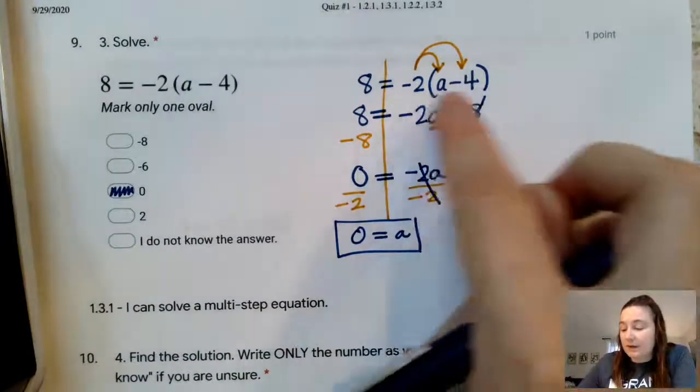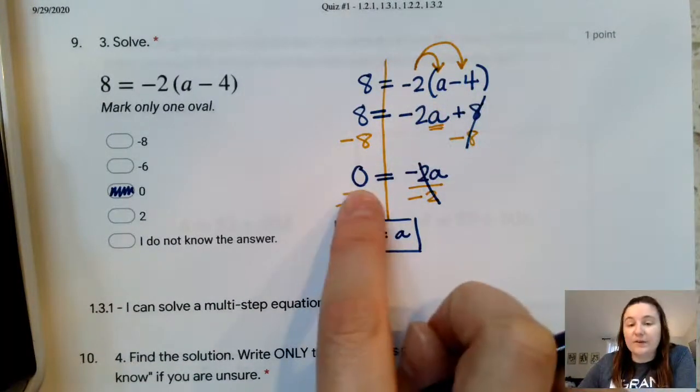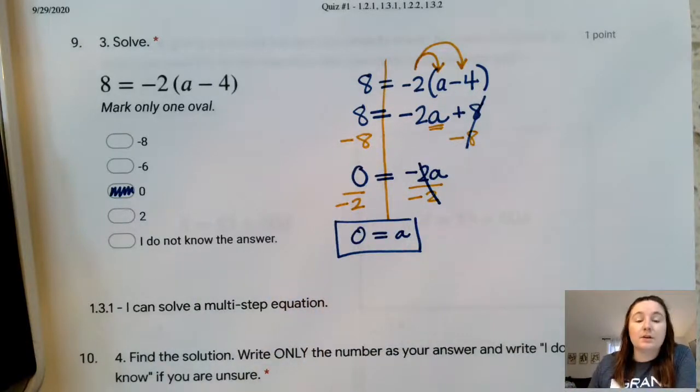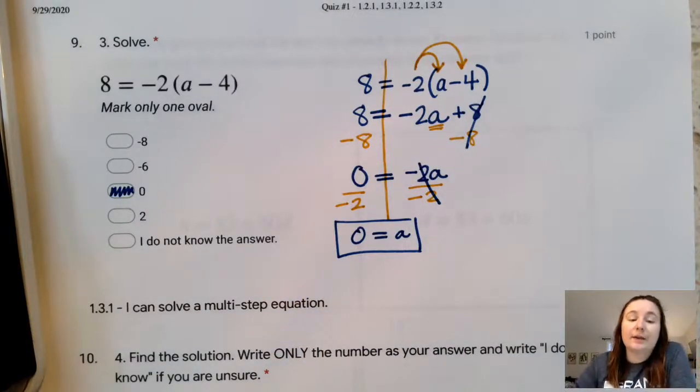So just be really careful with negatives, and then don't get nervous about if you get a 0 or if things cancel out. You can still use 0 to continue solving, and 0 divided by anything is 0.